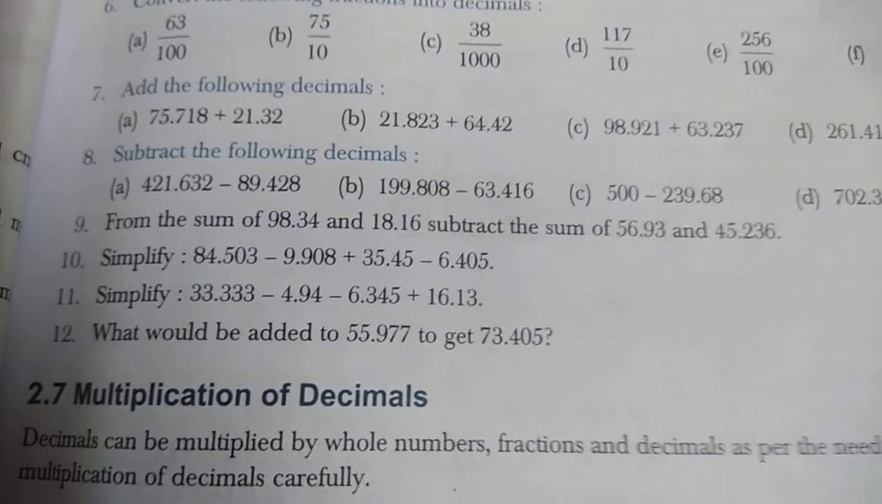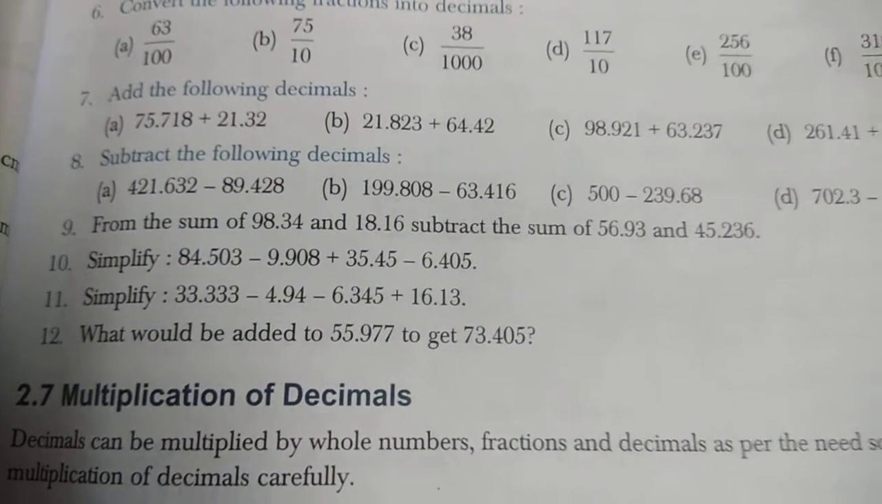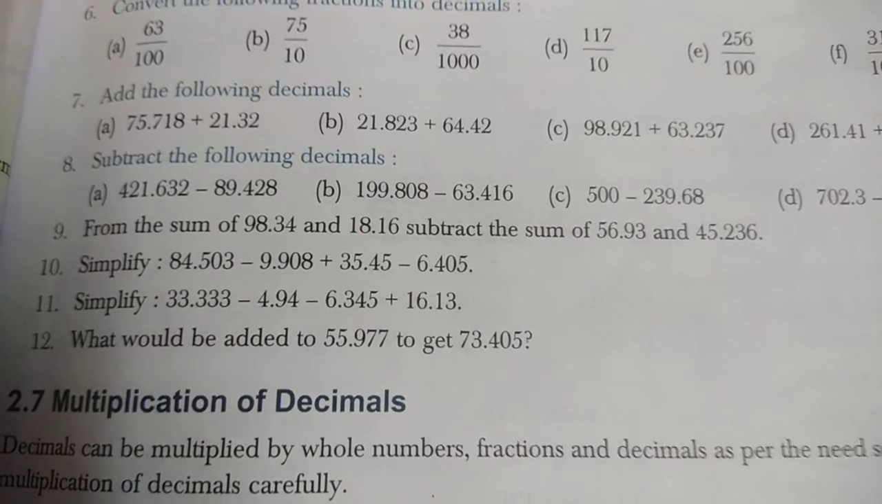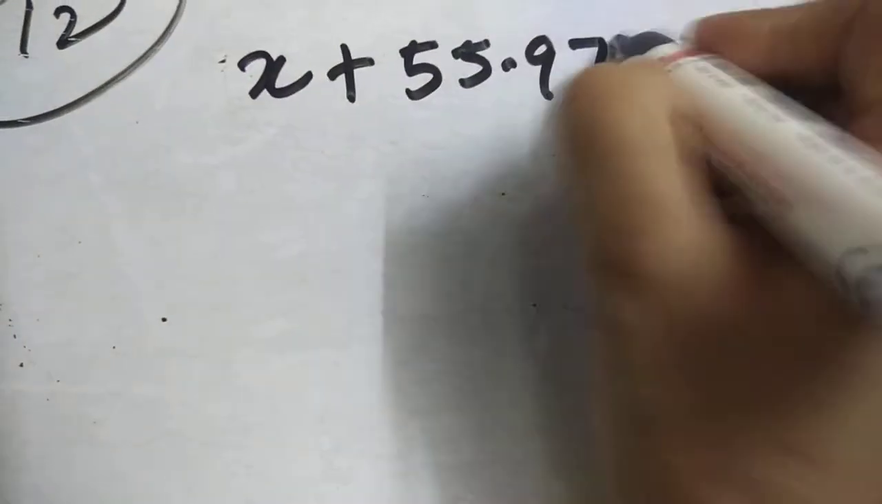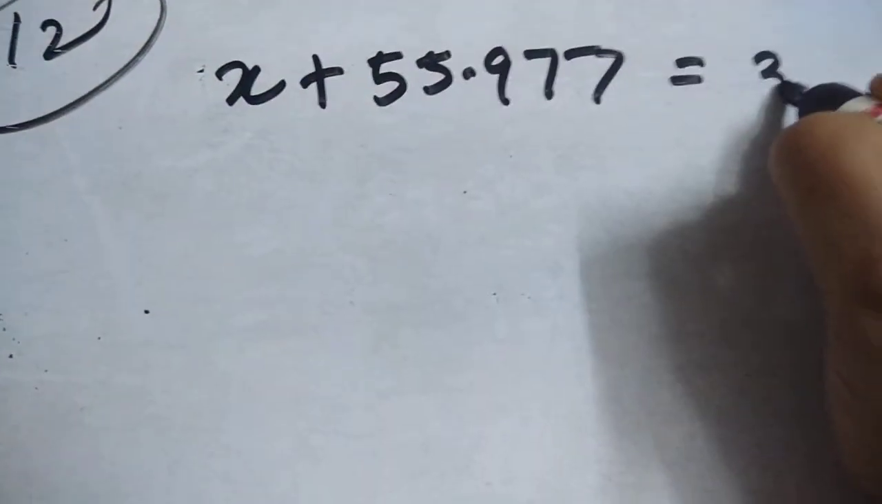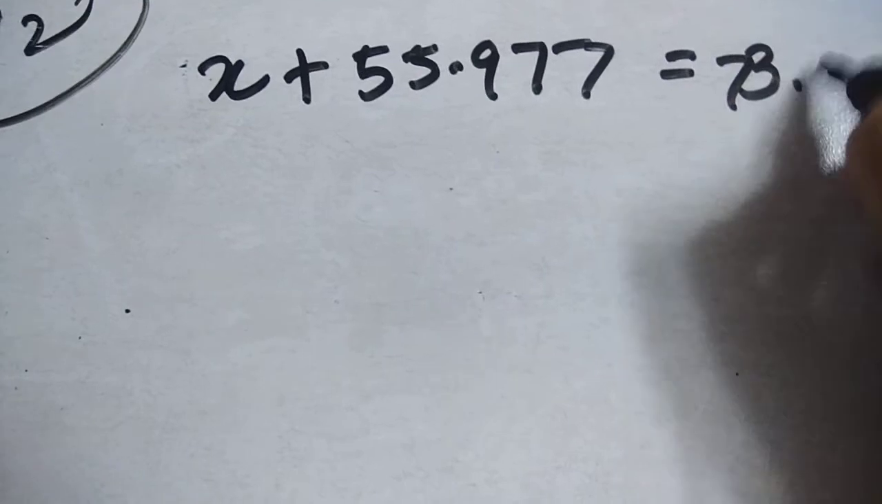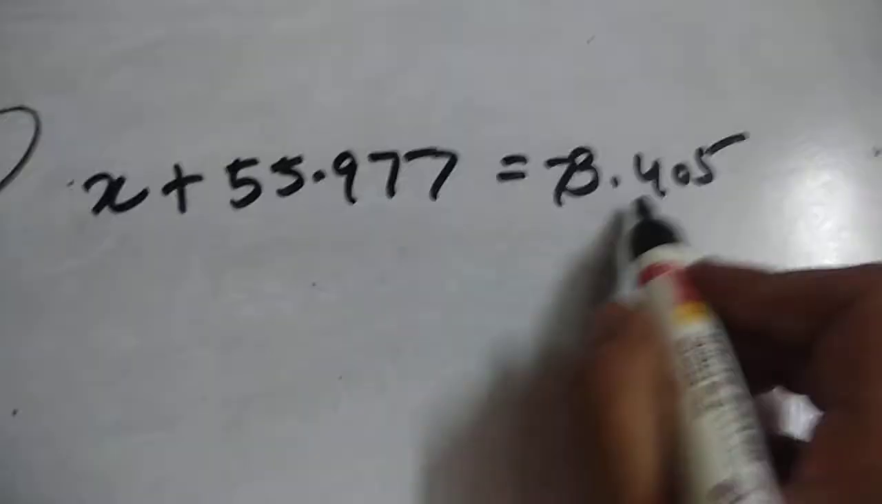In question number 12, what should be added to 55.977? So assume the number is x. So x is added to 55.977, it becomes 73.405.